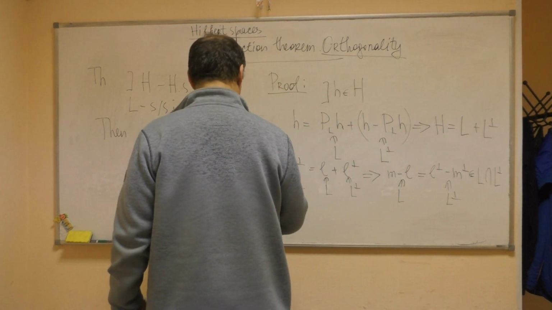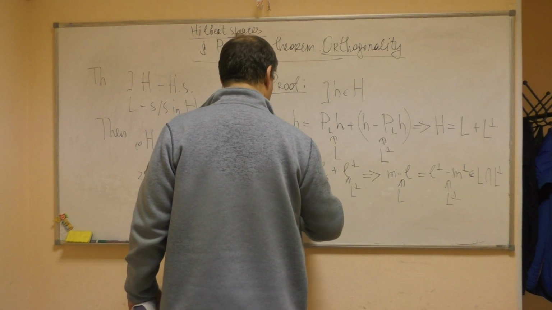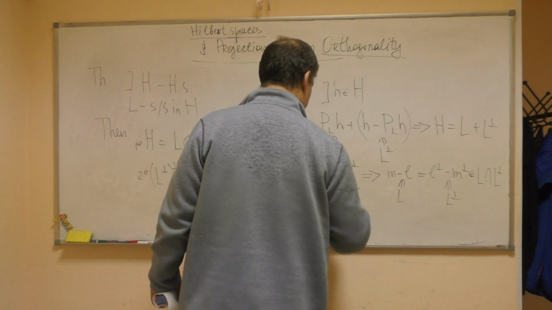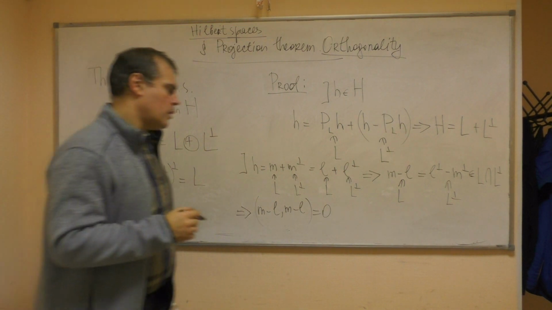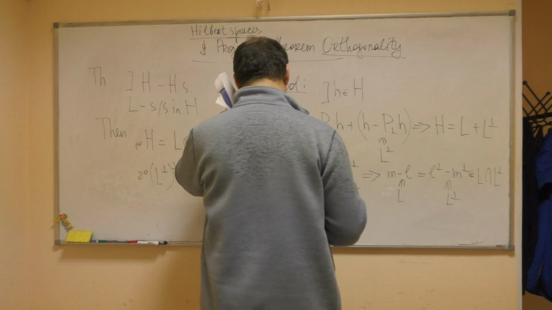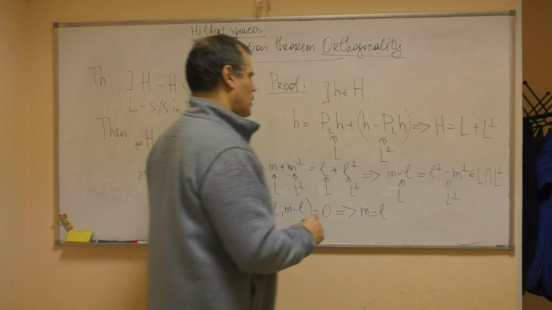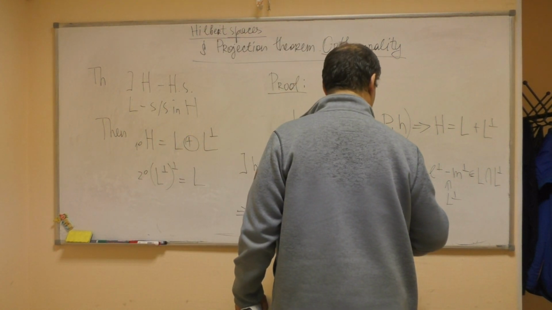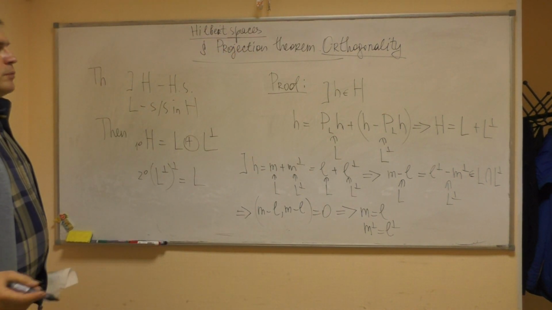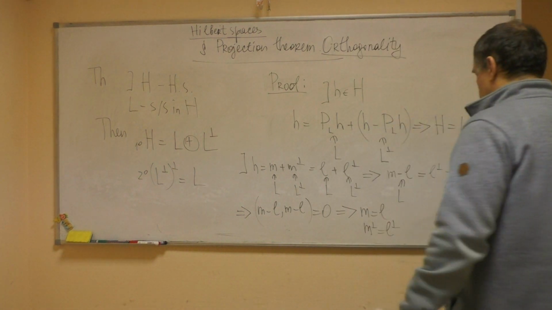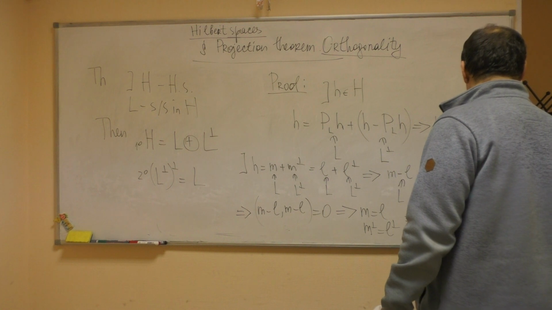For in particular M minus L is orthogonal to itself. As we know, according to the fourth axiom of inner product, it happens only if the element is zero. So M is equal to L, and similarly M orthogonal is equal to L orthogonal. So yes, this representation is unique, and we have a direct sum.